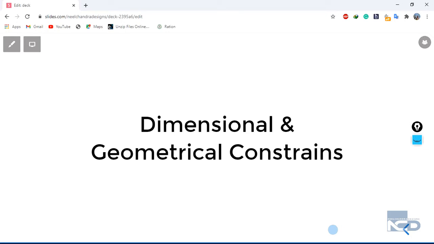And what is that concept? It's the concept of constraints. So basically we are going to talk about the dimensional and geometrical constraints. Before moving on to these dimensional and geometrical constraints, we are going to learn what a constraint is.